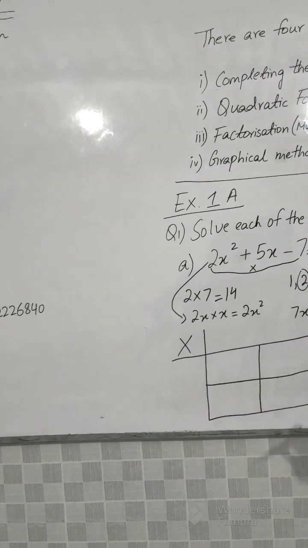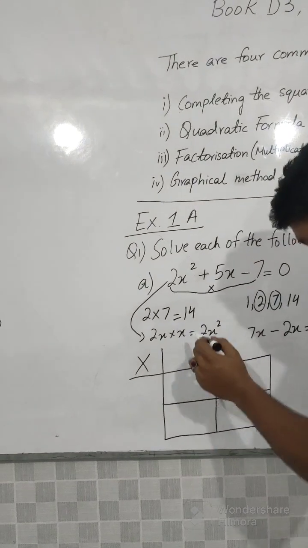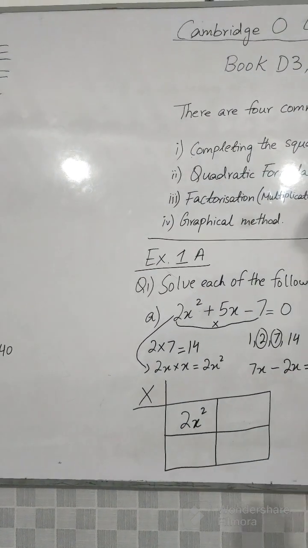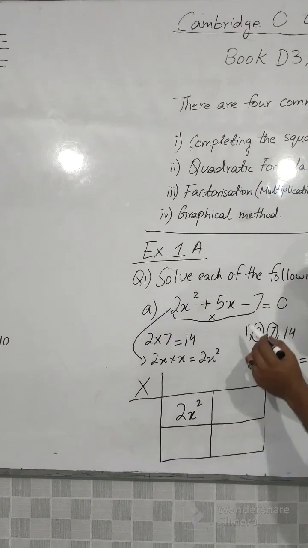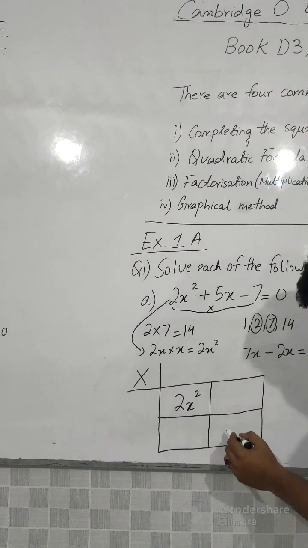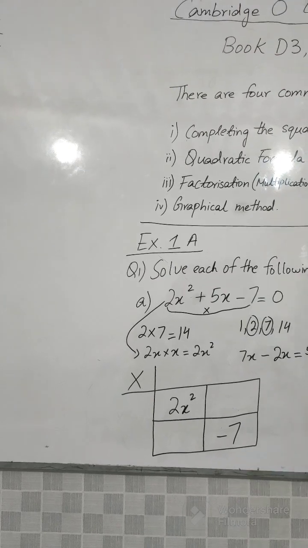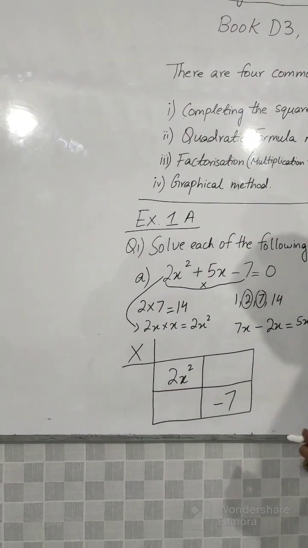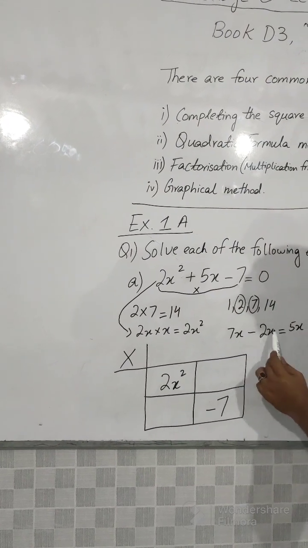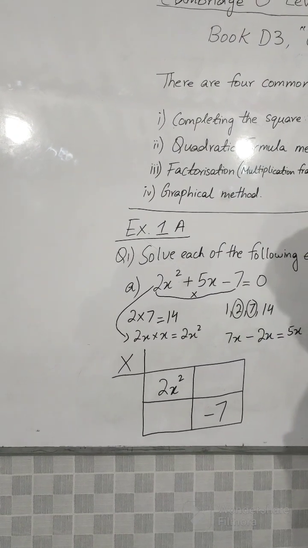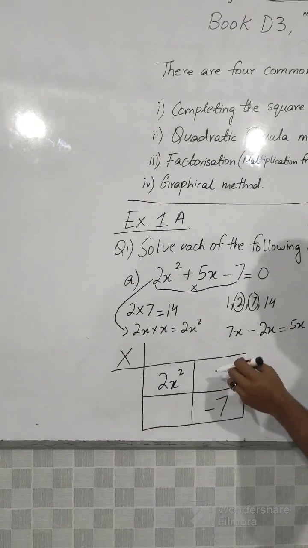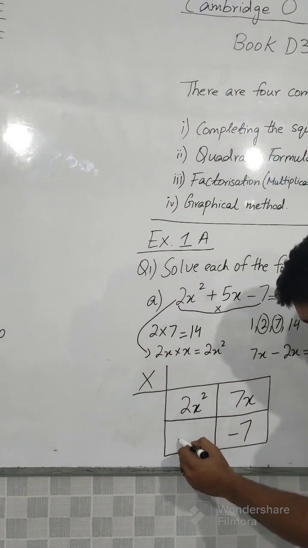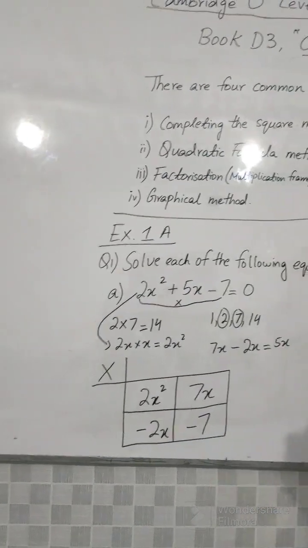So you need to write, when drawing the multiplication frame, you will draw it like this. First step will be to write the first term in the first box. Second step will be to write the last term in the last box. So what about these two boxes? These two boxes will be filled by these two combinations of the middle term. First box will be 7x, second box will be negative 2x.